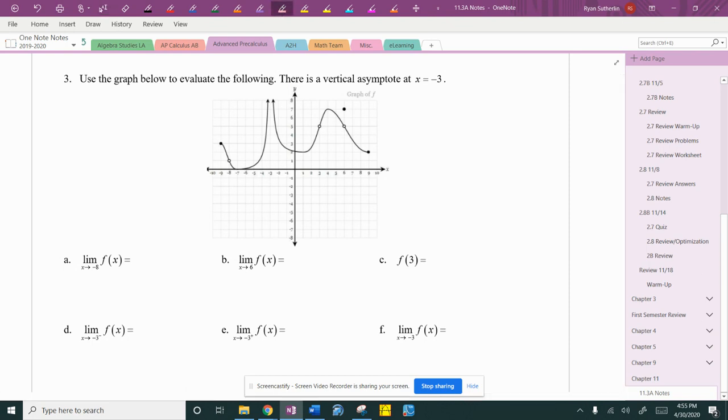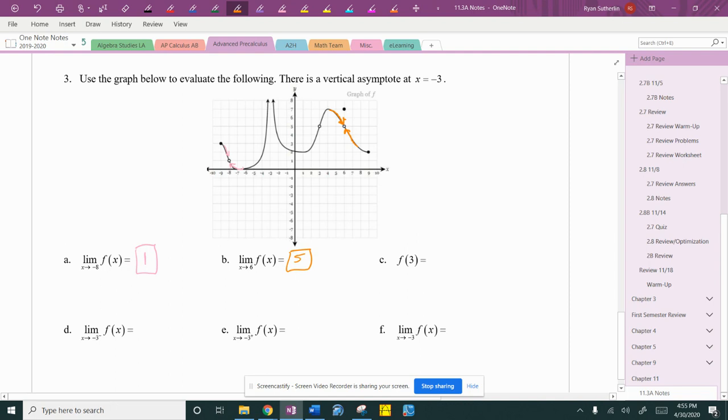All right, let's take a look at these. So the first one, x approaches -8. So I go to -8 from the left and from the right. I'm approaching the same y value, and that y value is 1. X approaches 6 for the next one. So I go to 6 from the left and from the right. I'm approaching the same y value, and that y value is 5.